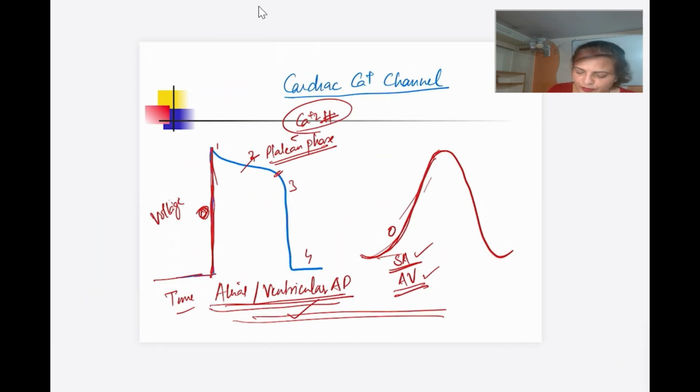So we have two groups of drugs. One is dihydropyridines, in which nifedipine and all that comes. Another one is non-dihydropyridines. So this has got more action on the heart, on the cardiac calcium channel.